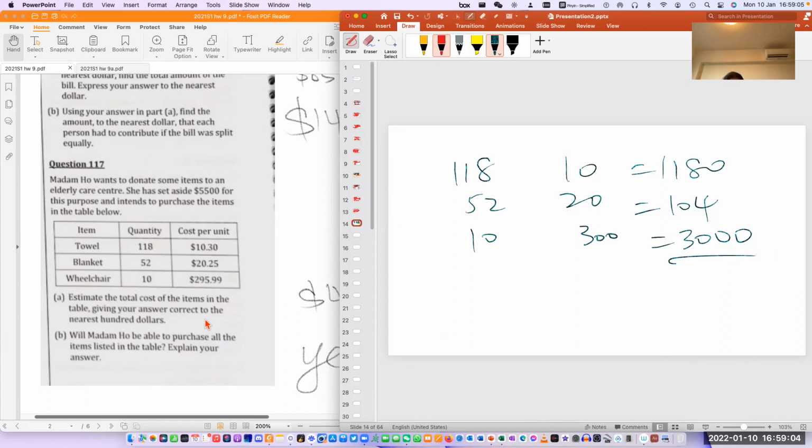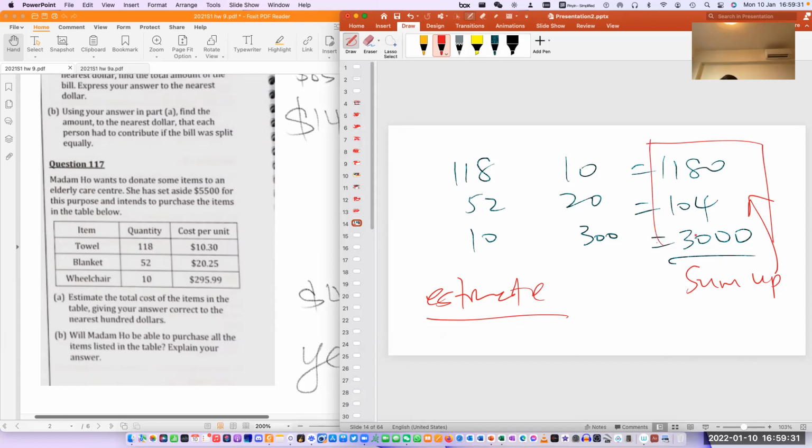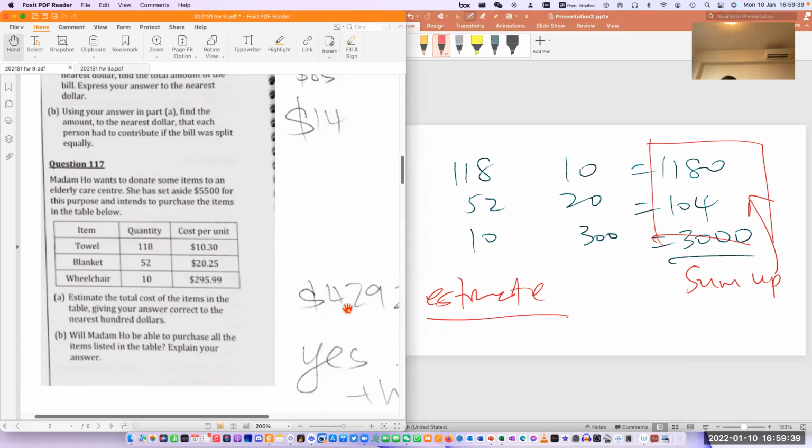Over here it says give your answer correct to the nearest $100. So can you see that in fact you are allowed to use a calculator? The question never says you can't use a calculator, so that means you can use a calculator to help you sum this up. Estimating doesn't mean you cannot use a calculator. It depends. So for the sum here, you can use a calculator and just sum them up. So what do you get?